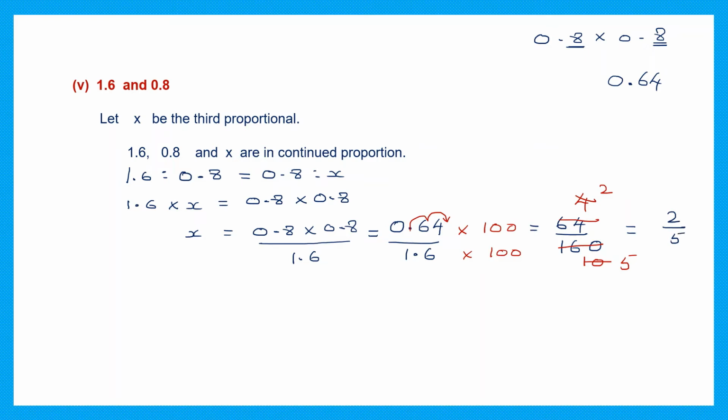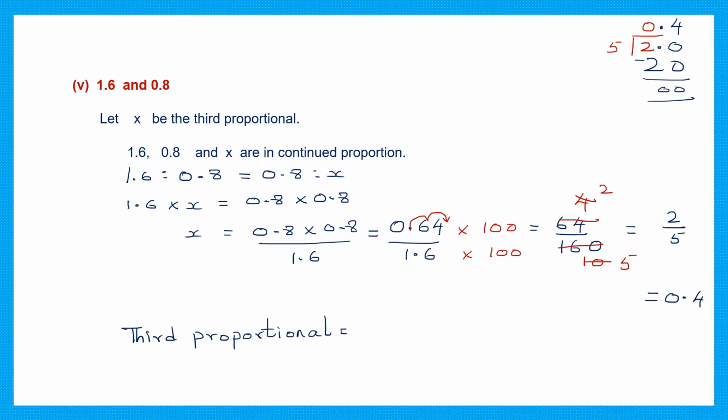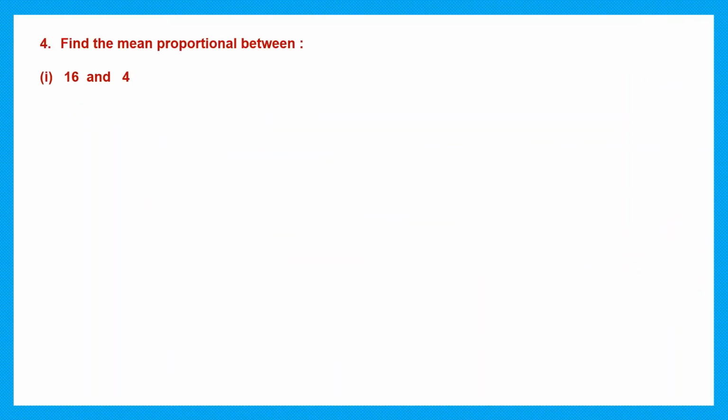But in my question, I have decimal numbers. So let's change 2 by 5 to a decimal number. So let's divide 2 by 5. 2 is smaller than 5, so I put a 0. Now after 2, I can put a point which I need to carry up. Now I can put a 0 after that. Now my number can be read as 20 and 5 4s are 20. So my answer there is 0.4. That means my third proportional is 0.4.